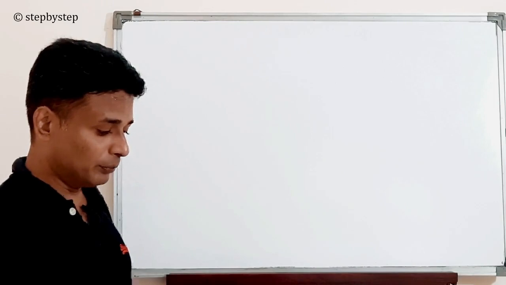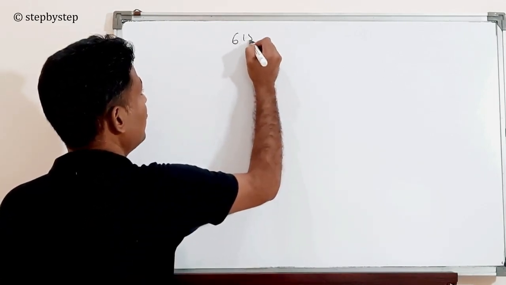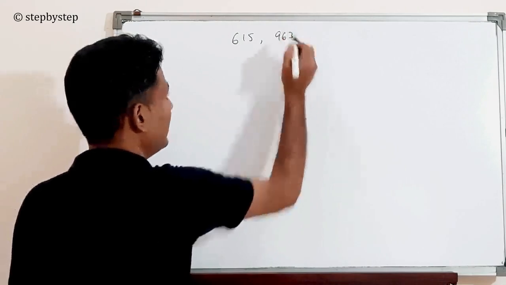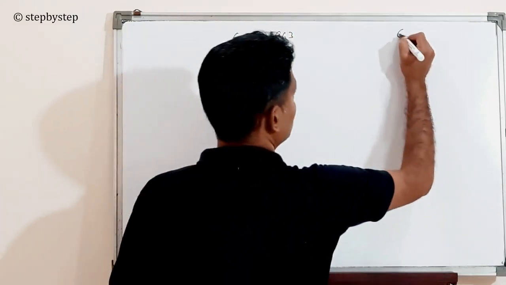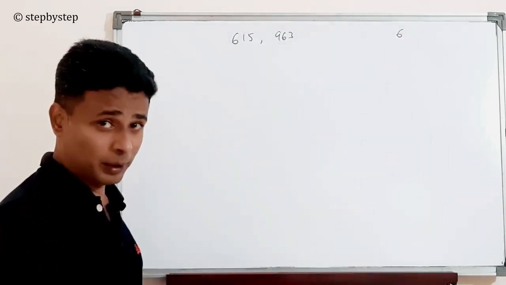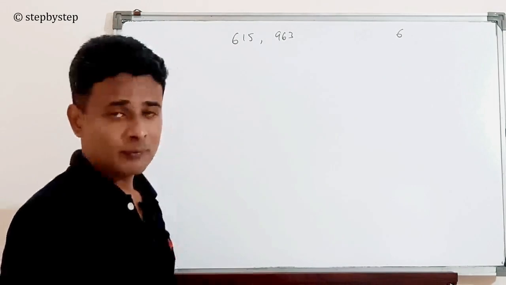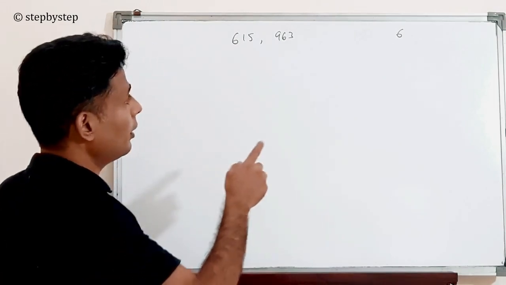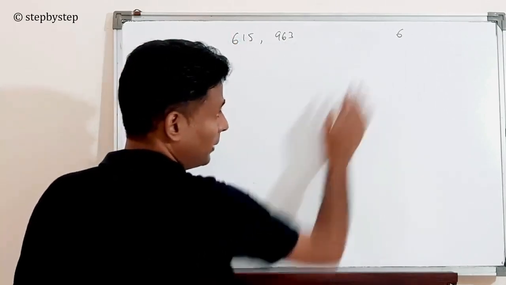Find the largest number which divides 615 and 963, leaving remainder 6 in each case. So we have to find the largest number which divides these two numbers, leaving remainder 6. Right? So what is the largest number? When it divides these two numbers, it should leave remainder 6.